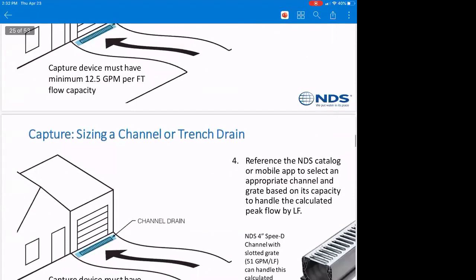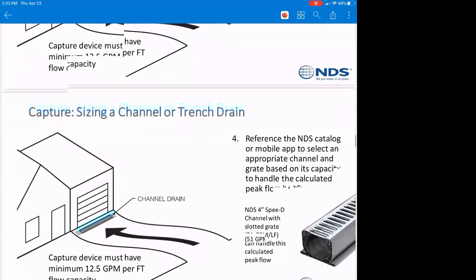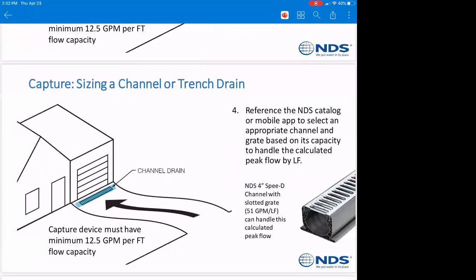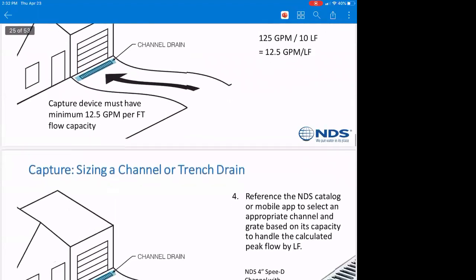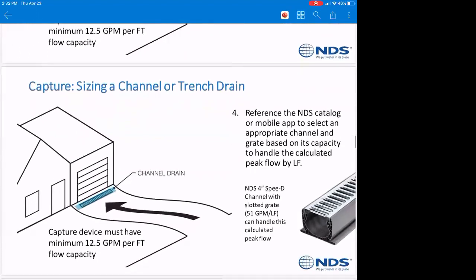Based on referencing what you'll see in this spreadsheet, an NDS Speedy channel with a slotted grate will handle 51 gallons per minute per linear foot, which is more than enough to handle the 12.5 gallons per minute per linear foot that this system requires. Again, it's a really simple spreadsheet: four pages' worth of tables just for channel drains and catch basins that let you know how much each of those drains will allow you to get away with.